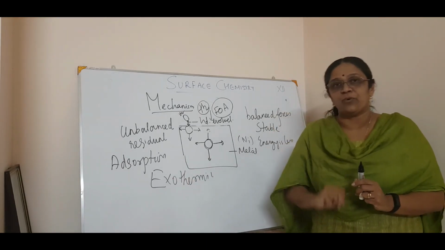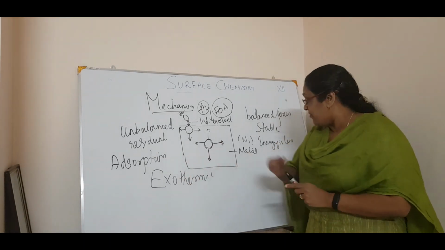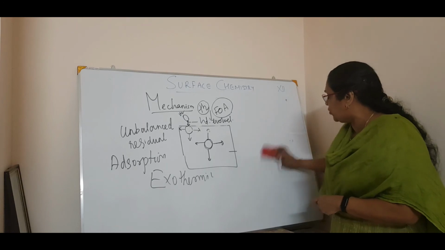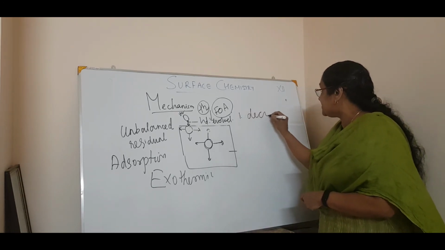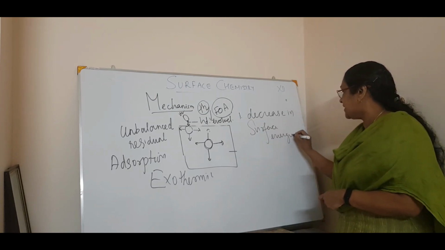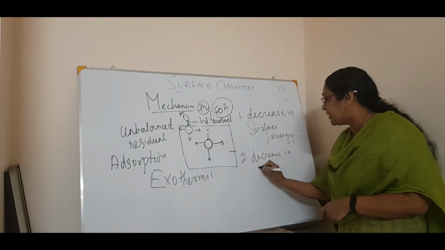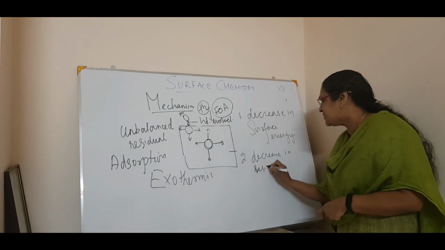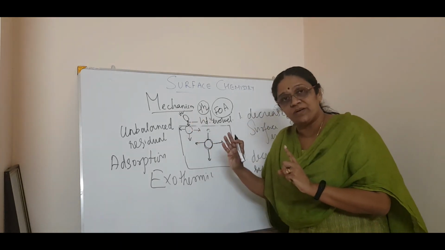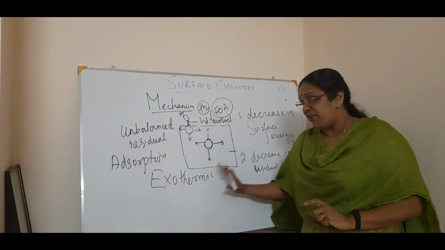Account for it. Two value points. One is that adsorption is an exothermic process. Why? Because, first, there is a decrease in surface energy. Just note it down, very, very important. Just two points. One is decrease in surface energy. Okay. Now what is the second point? Decrease in residual force, or decrease in unbalanced force, or I can write it as residual force. So now you got the mechanism. Why does adsorption happen? It is always an exothermic process. Correct. So that is very, very important.